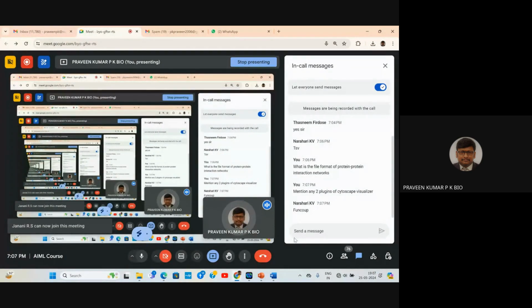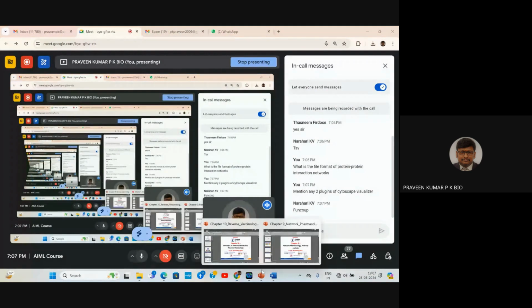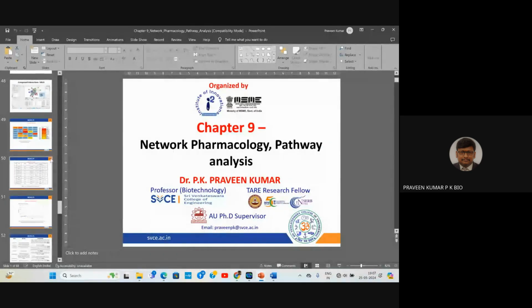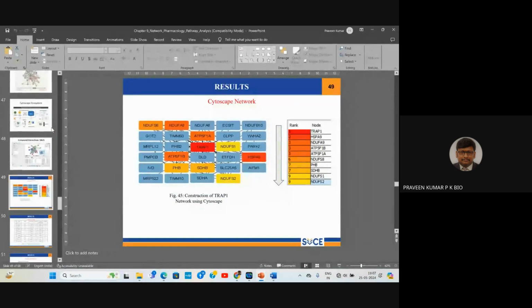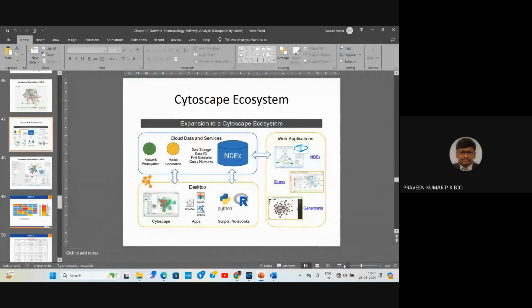FunCoup is a database. If I ask you about two plugins, there are so many options. Okay, Cytoscape is of course like a package. In that you can install some plugins or some software, which you can work with. Now I can show you later. So yesterday we discussed Cytoscape, isn't it?